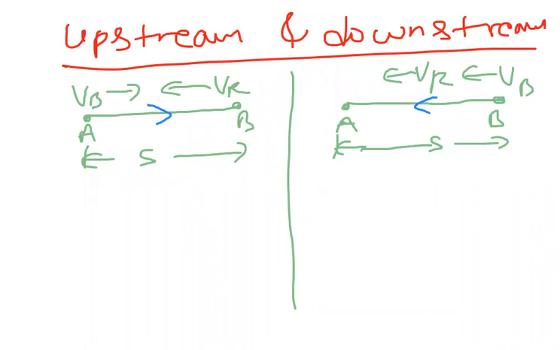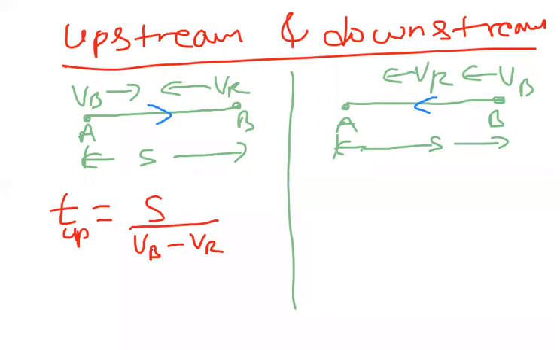And what is the time taken? Time is equal to distance by speed. We have two speeds, VB and VR, both in opposite directions. So what shall we write here? VB minus VR. Time is S by VB minus VR. This is called the upstream concept.